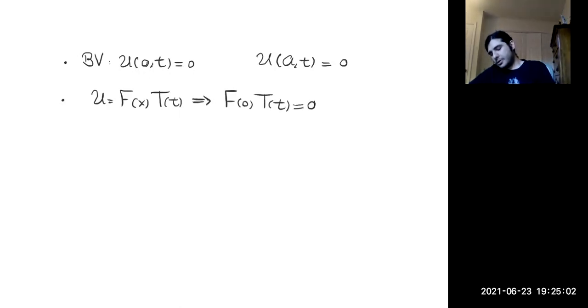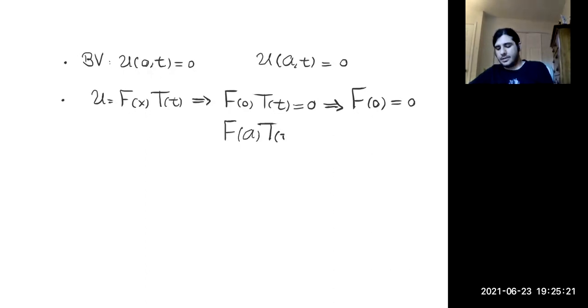Because we don't want t to be always 0. If t is always 0, u would always be 0. It forces us to assume that f of 0 is 0. On the other hand, because u of a and t is equal to 0, it implies f of a times t of t is equal to 0. And again, it implies f of a is equal to 0. So these are the boundary value conditions for the function f.